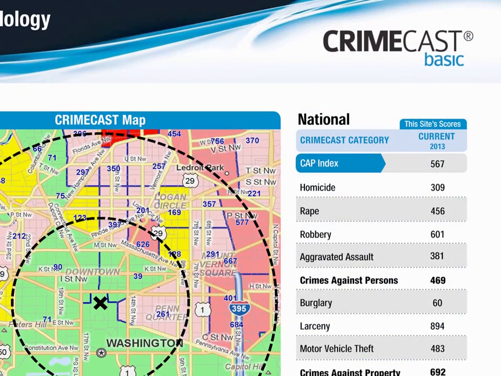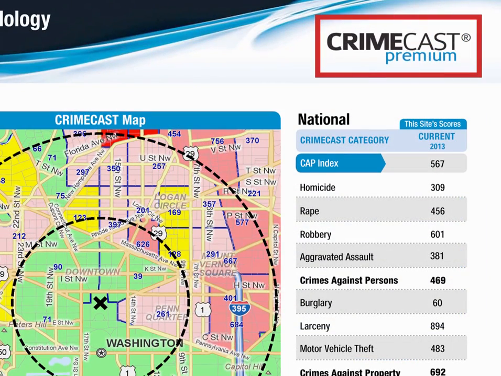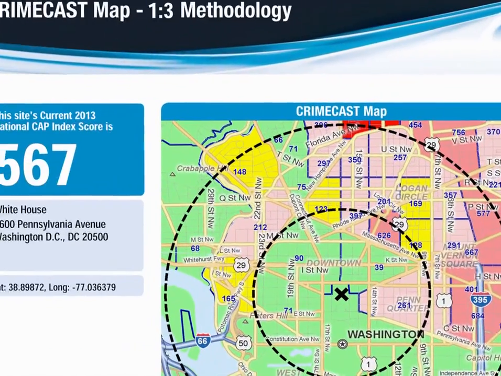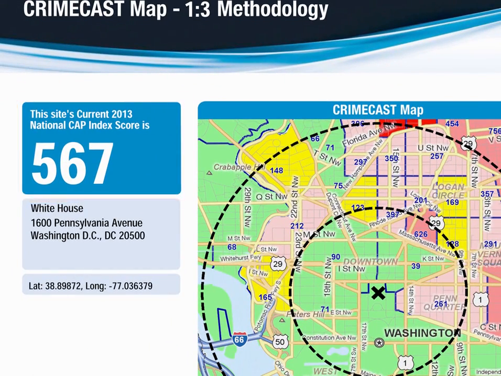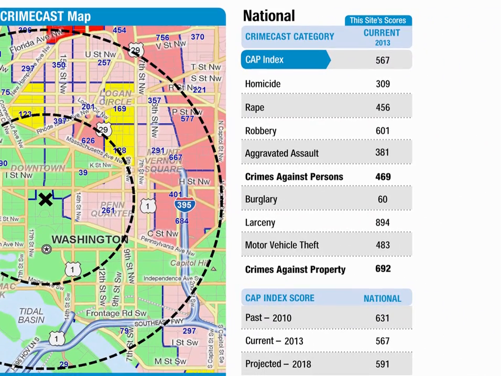Whether you have a basic or premium report will always be noted here on the top of the page, and the overall national CAP index score for the property will be prominently displayed here. Each report includes 10 different score categories: homicide, rape, robbery, aggravated assault, burglary, larceny, and motor vehicle theft, as well as a summary value for crimes against persons and a summary value for crimes against property, and finally, our overall CAP index score.